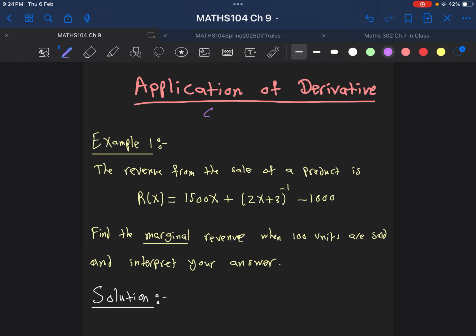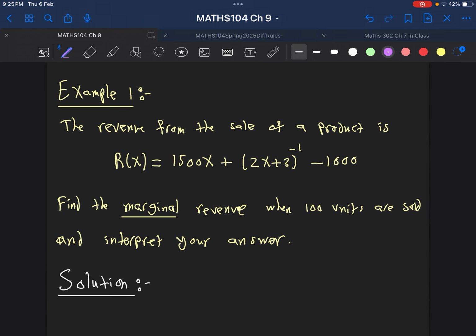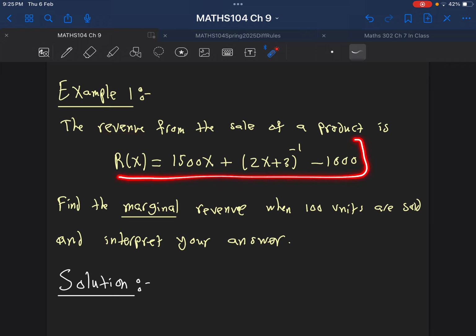Welcome student to this part where we will discuss application of derivative, and this one will be chain rule addition. So we will do chain rule in application to word business. The first application, we have the revenue function of selling a product is given by this formula here.